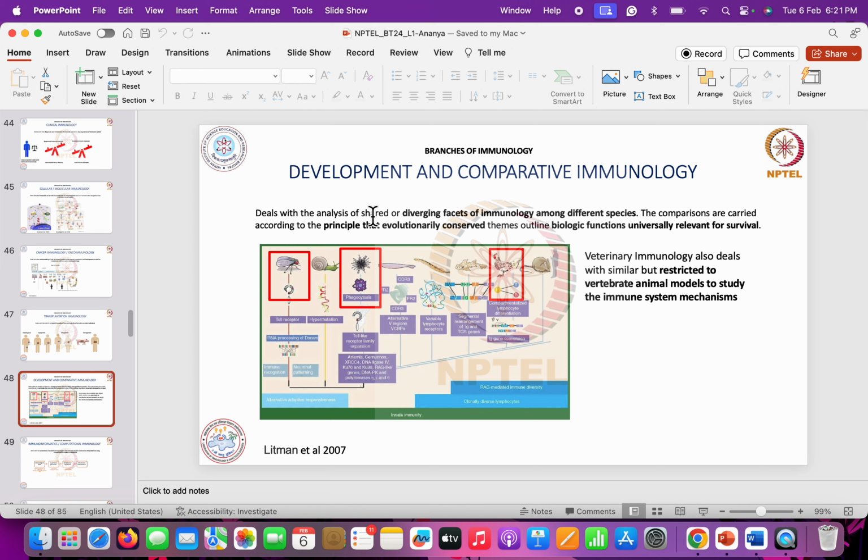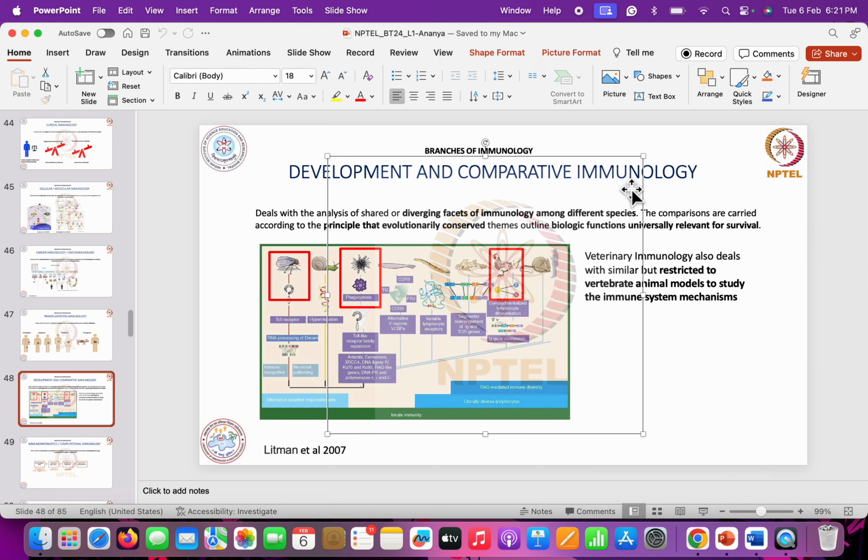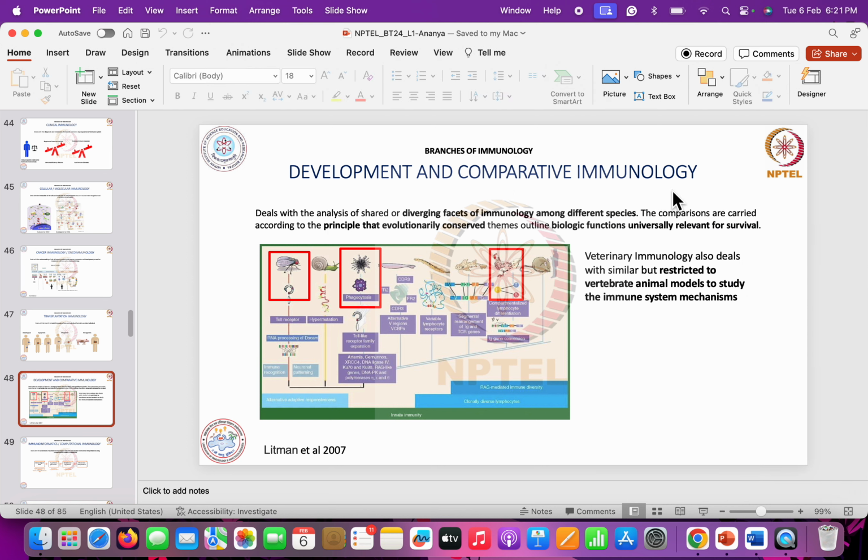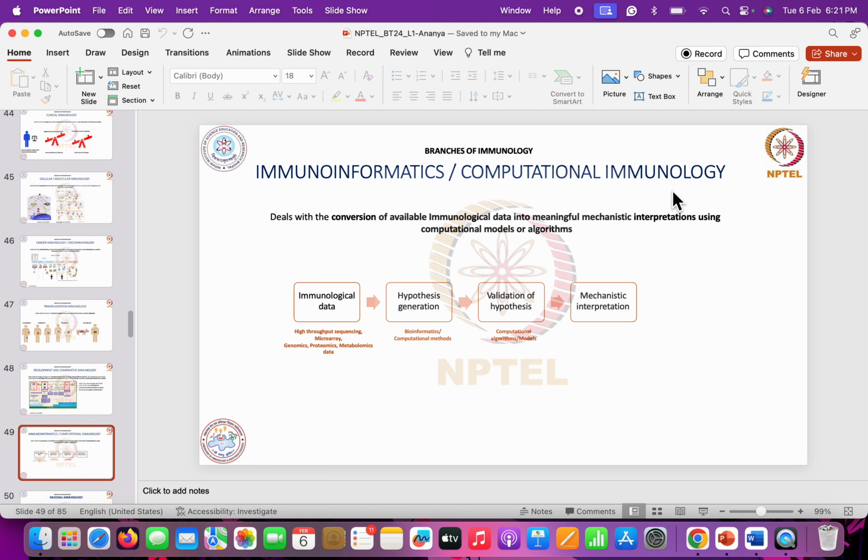It deals with the analysis of shared or divergent facets of immunology among different species. So comparative immunology basically looks at how the factors or diverging facets of immunology are related among different species. Okay, that division is called comparative immunology.